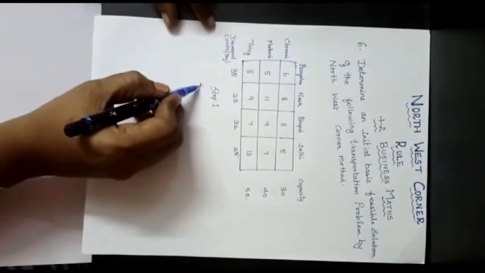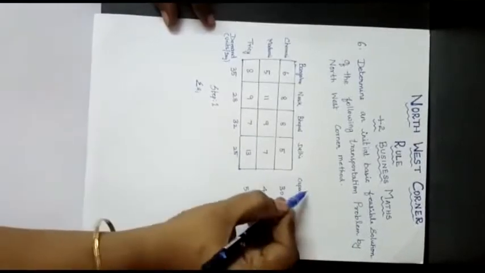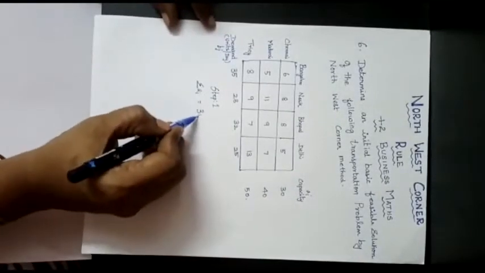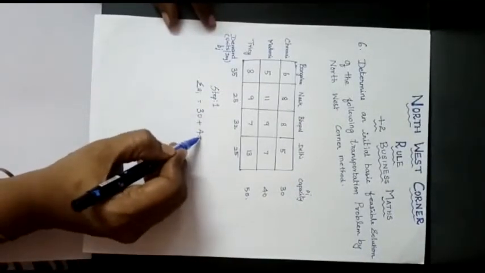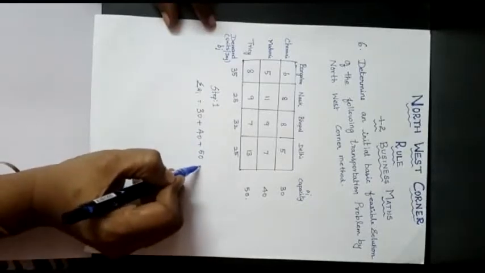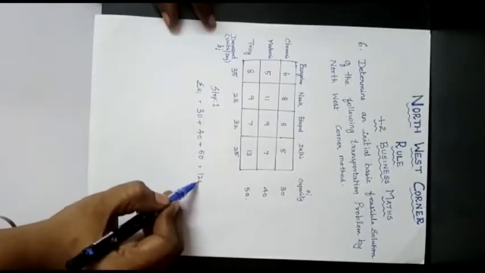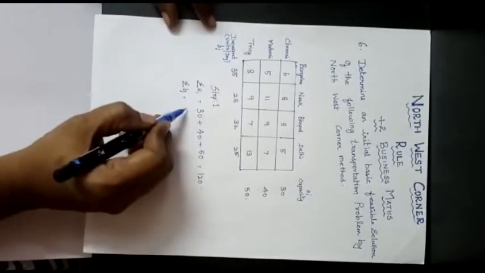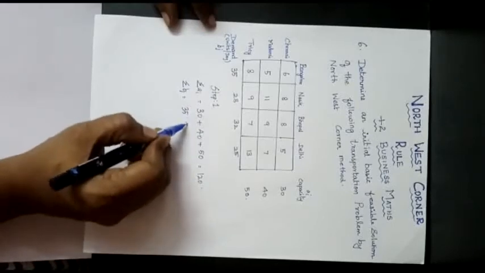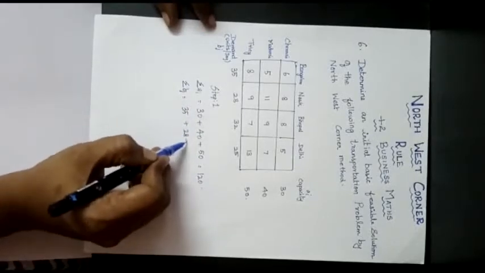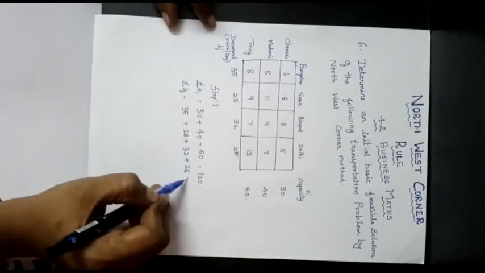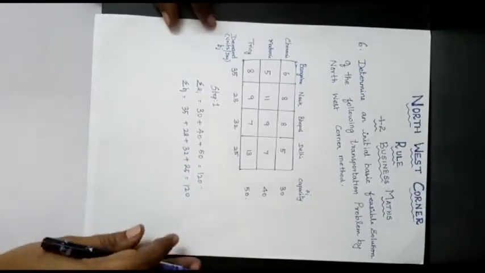So you have to consider summation Ai. This is Ai and this is Bj. So the sum of all Ai is 30 plus 40 plus 50, which is equal to 120, and the sum of all Bj is equal to 35 plus 28 plus 32 plus 25. So that will also be equal to 120.